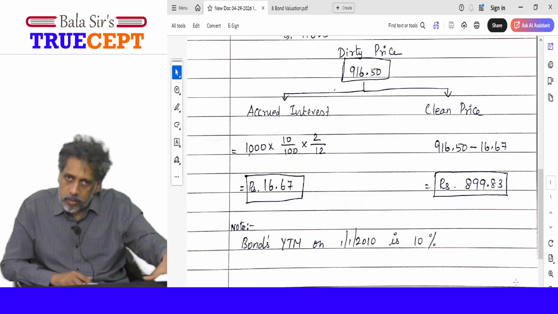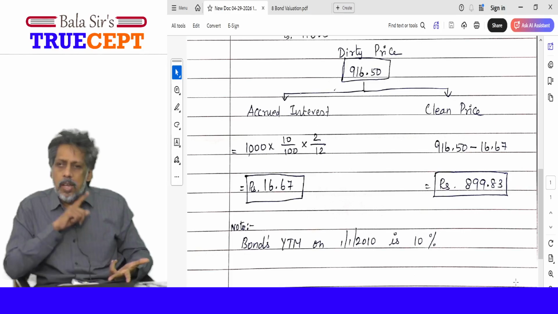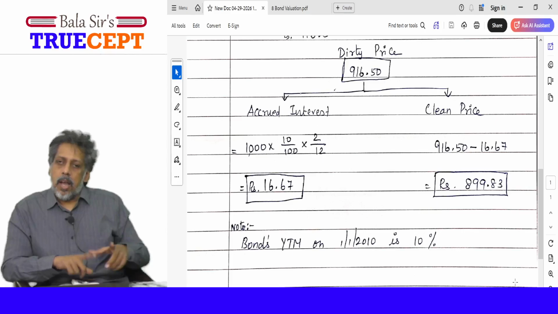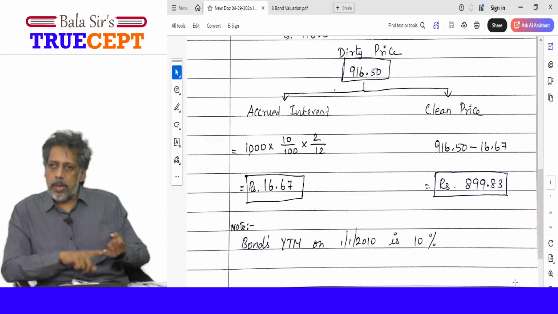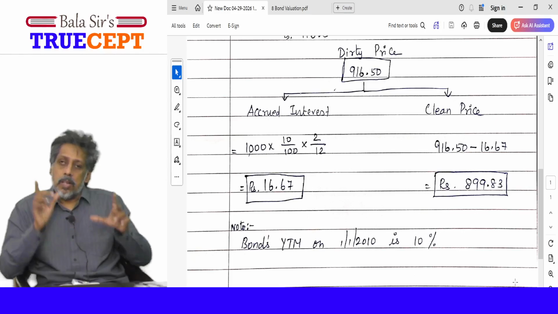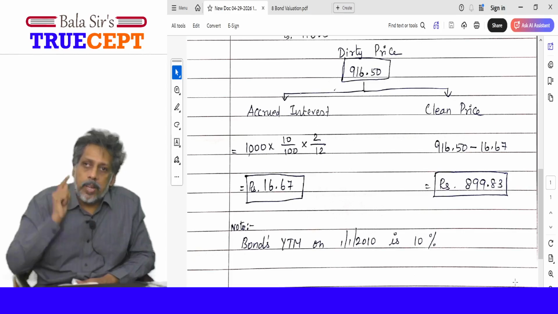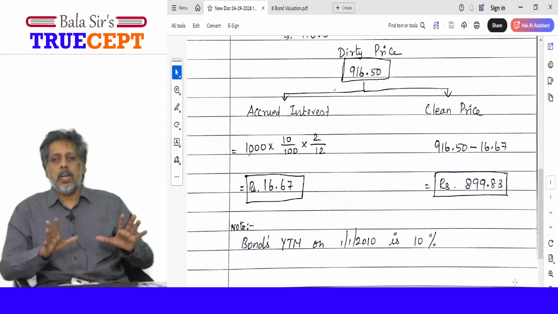Out of 916 point something rupees, 16.67 is the amount you're going to pay me for the interest accrued for those 2 months. And then the balancing figure, 916 point something minus 16.67, 899.8. That is the price you are paying for the bond. That's called the clean price of the bond. Only for the bond. Is that fine? Yes. Got it? That is all.